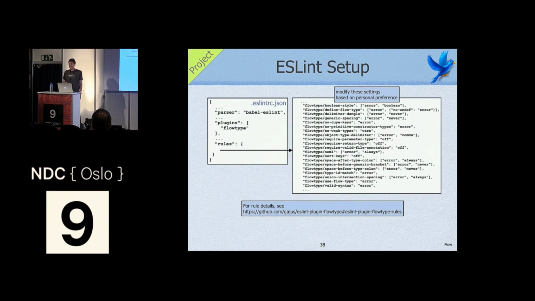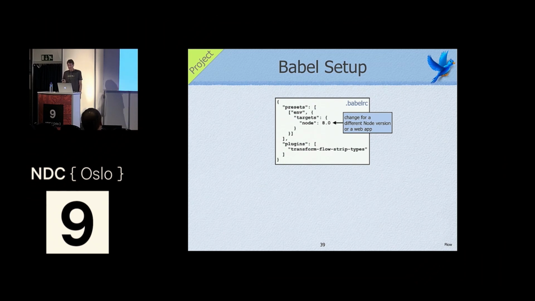Then I want to set up ESLint, and the bird in the corner means I'm going to go through this slide pretty quickly. I probably don't need to jump into detail, but you've got your ESLint configuration file, and it specifies a bunch of rules. And here's a list of rules that are very specific to using Flow. And you could obviously pick different settings, but it's really great for making sure that you're doing it correctly. Then I want to set up Babel. And so here's a very stripped down version of the Babel configuration file.